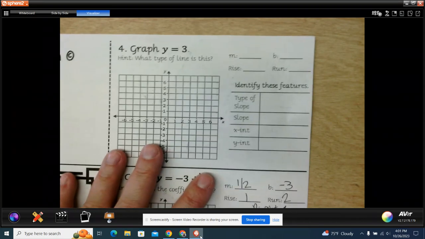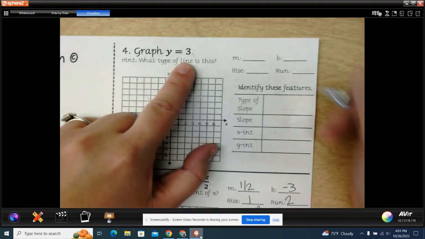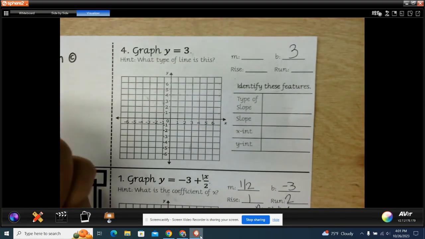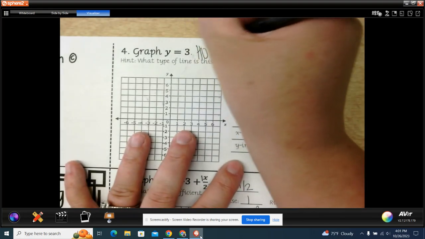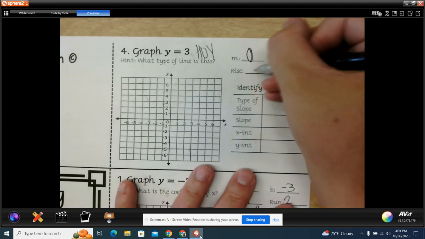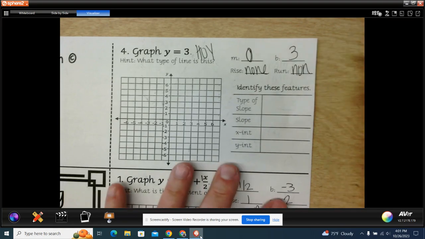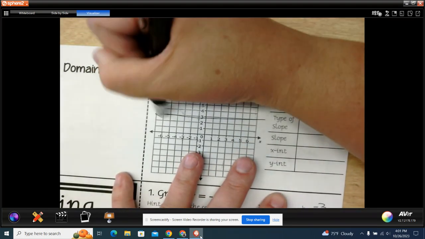Y equals 3. For this one, there is no x, and there's no plus or minus. This is going to be our horizontal line, which means there is 0 slope. So we won't have a rise, and we won't have a run. We're going to go to 3, and we're going to have a horizontal line at 3.